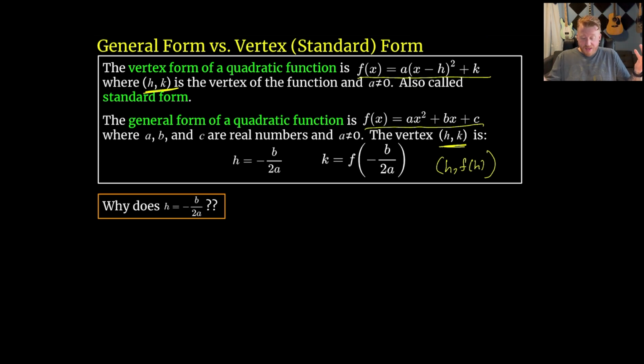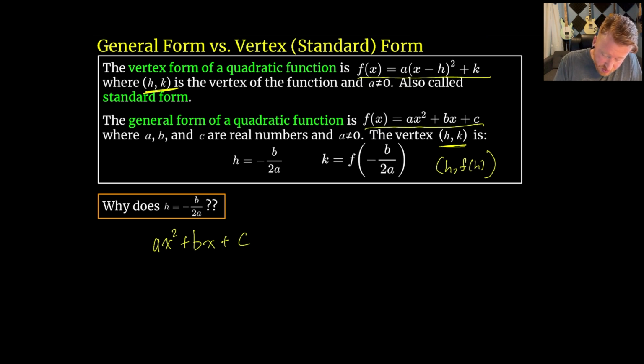Okay, but why does h equal negative b over 2a? And that is a great question. So we'll investigate it here a little bit, and it'll help motivate what we want to do on this next example. But if I look at this general form of a parabola, so if I look at ax squared plus bx plus c, and I want to try to put this into the vertex form, into the standard form, what I could try and do is complete the square here.